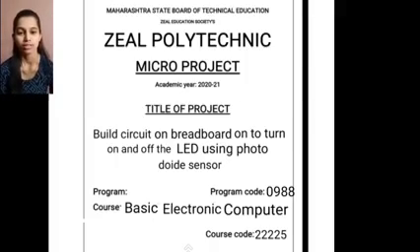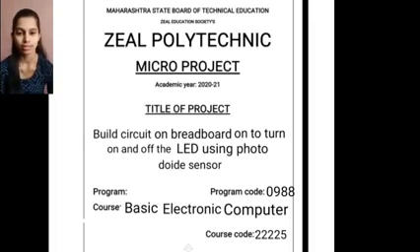Myself Neha Sutar, student of first year Diploma Computer Engineering of ZIL Polytechnic Nare Pune. My subject is Basic Electronic Computer. My topic is burglar alarm circuit on paper, using the turn on of the LED using a photodiode sensor.